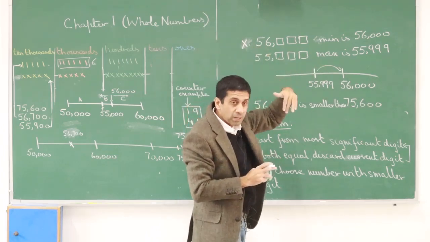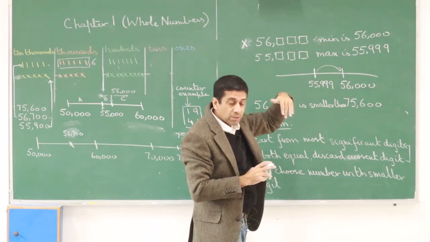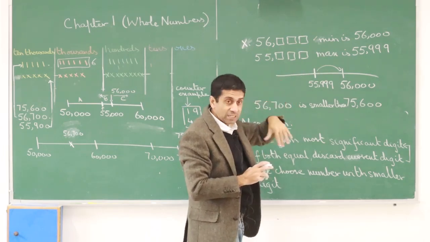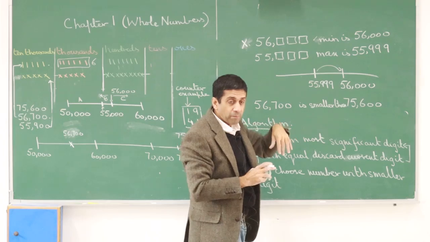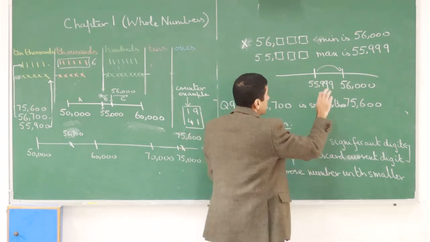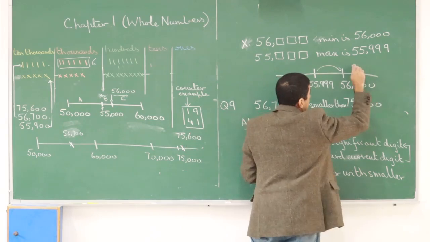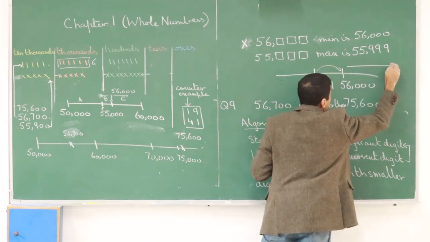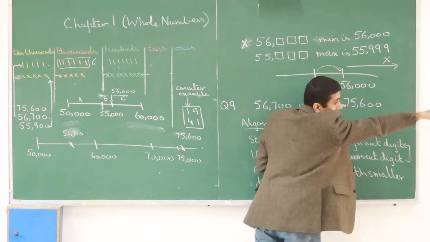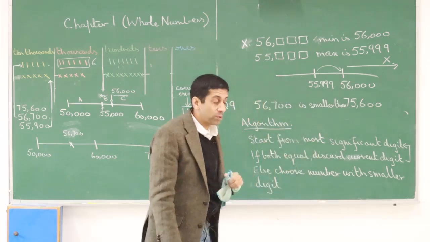Now this mystery number X starts with 56 and there are some more digits. What's the smallest it can be? 56,000. So which region does it lie in? Further ahead, this side. Yes. So this is X's region. It lies somewhere over there. I don't know where, but it lies somewhere over there.